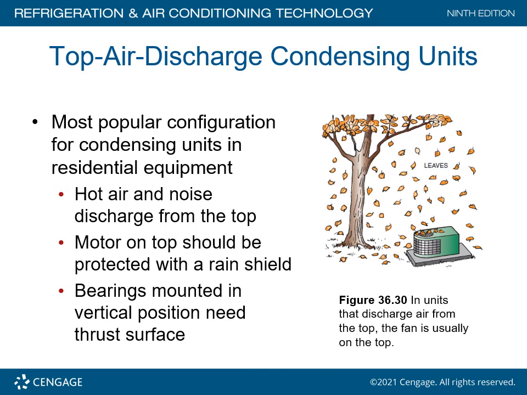Top air discharge condensing units. The most popular configuration for condensing units in residential equipment. Hot air and noise is discharged from the top. The motor is on top and should be protected with a rain shield, unless it's a shaft down application. Bearings mounted in vertical position need a thrust surface. So basically, if it's mounted in a vertical position, there should be enough play in the motor for what they call axial thrust. In other words, movement from one end bell to the other end bell. In this unit, the figure shows discharge air from the top. The fan usually is on the top.